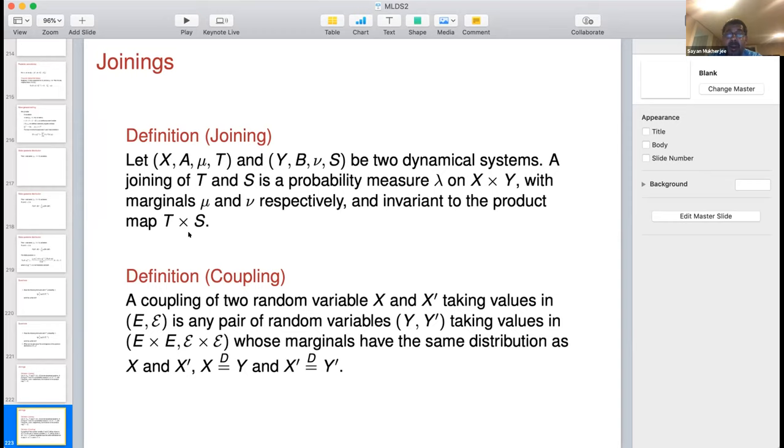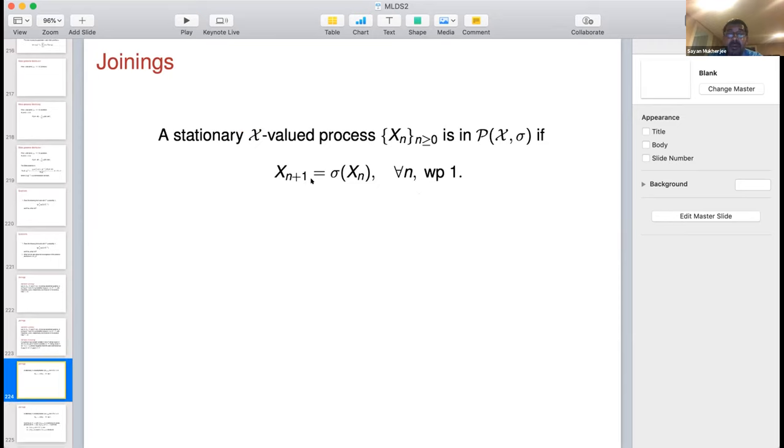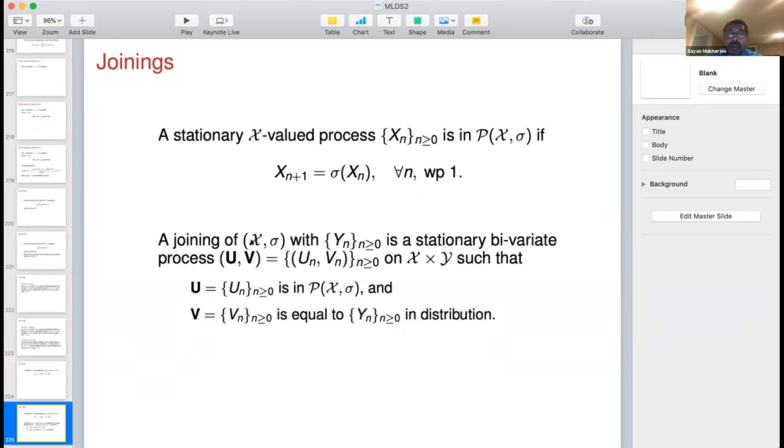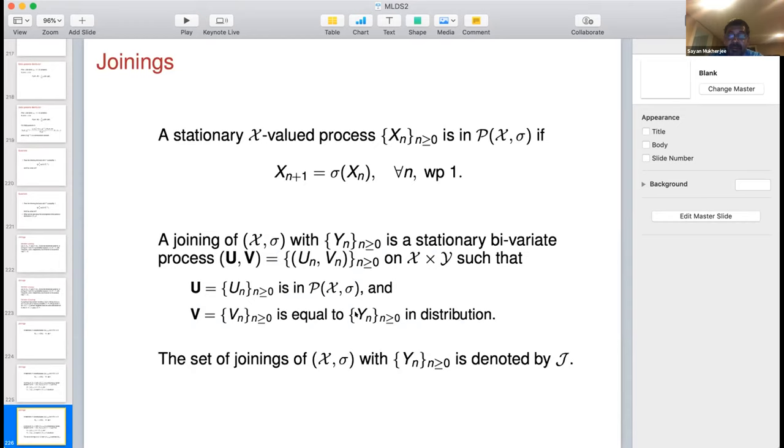Another way of thinking about joinings, this is my mixing shift of finite type, okay? A joining of X with Y, this is my observation process. It's a stationary bivariate process UV, right, on X cross Y such that U is in P of X sigma, one of my shifts of finite type, and V is going to be equal to Y in distribution, okay? So we're going to denote the set of joinings by script J.